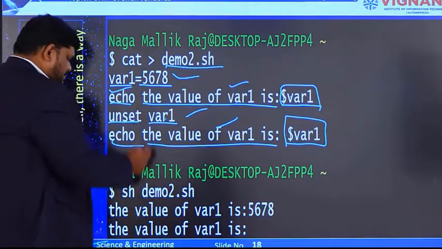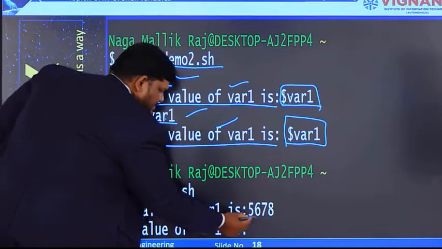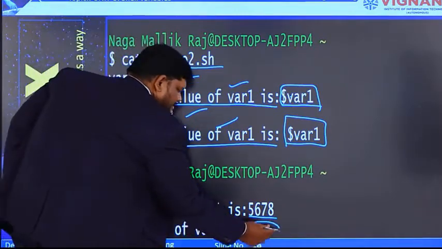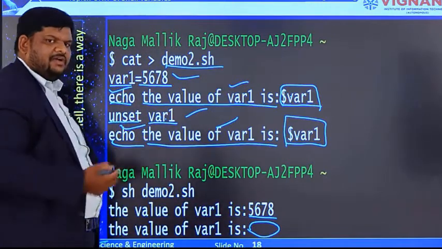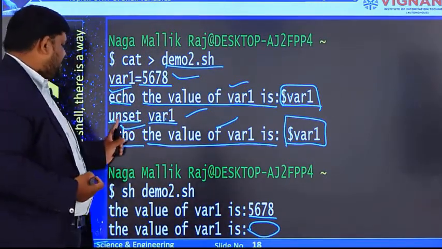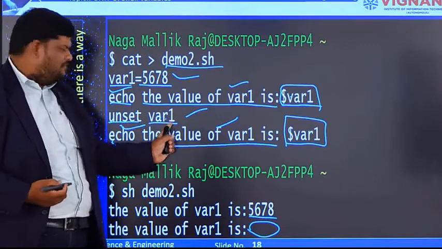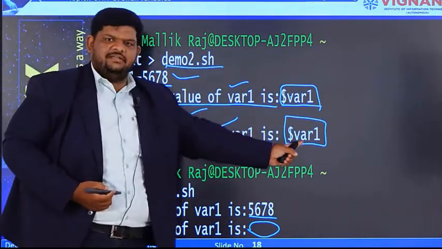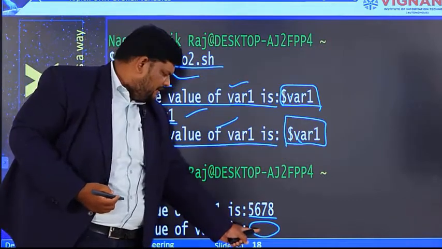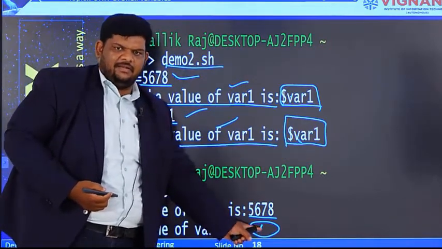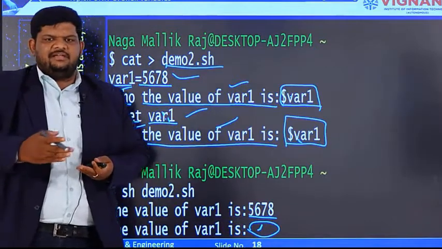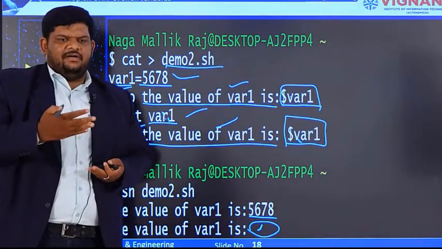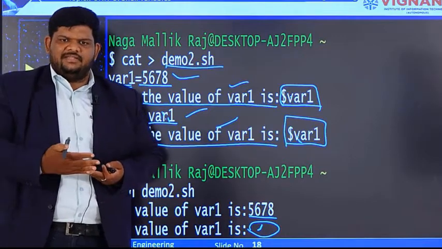For this first echo statement, the value is 5678. For this second echo statement here, null is there. Why 5678 did not come: here we are writing unset var1, which means we already deleted this variable. That's why a null value is presented in this variable, so that's why it is empty, which indicates null. In this way we are going to unset the variable. That means we are trying to delete the already existing variable with the help of the unset command.